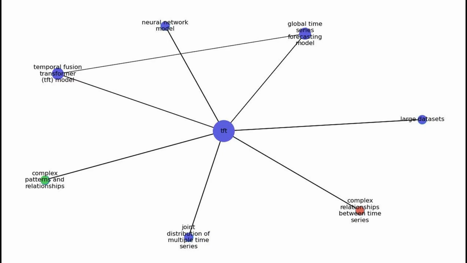The Temporal Fusion Transformer, TFT, model is a global time series forecasting model that can capture complex patterns and relationships between multiple time series. One of the main benefits of using TFT for time series forecasting is its ability to model the joint distribution of multiple time series, which allows it to capture complex patterns and relationships that would be difficult to model with a local model that only considers a single time series. Additionally, TFT is a neural network model, which means that it can be trained on large datasets and can learn complex relationships between time series.